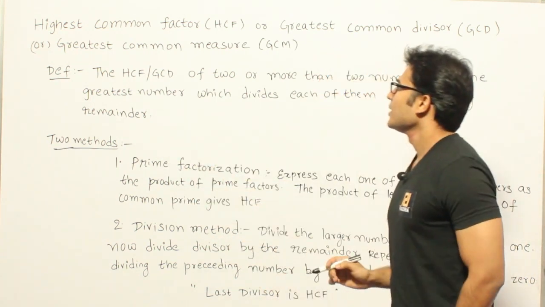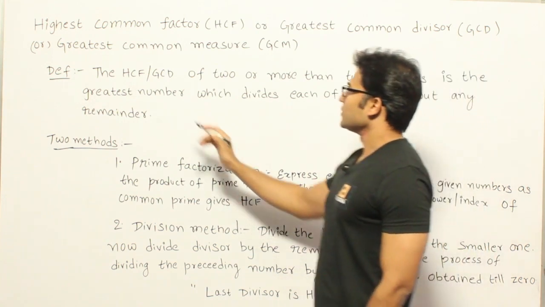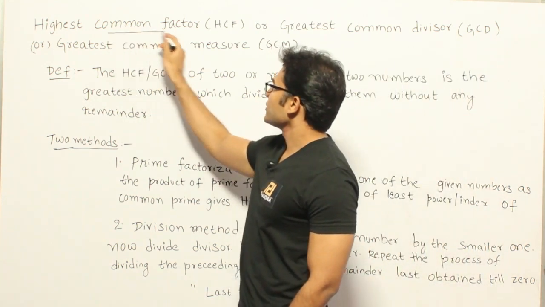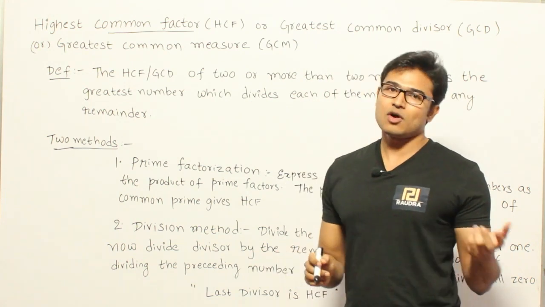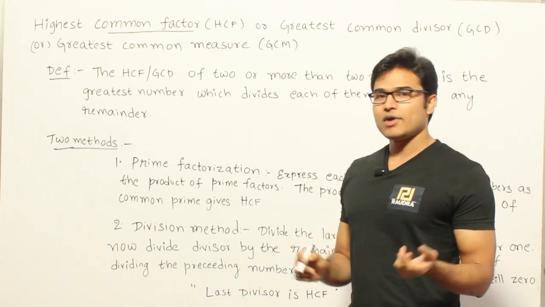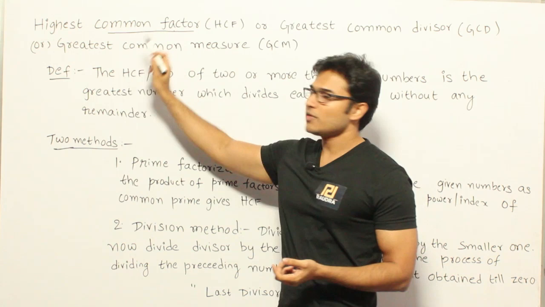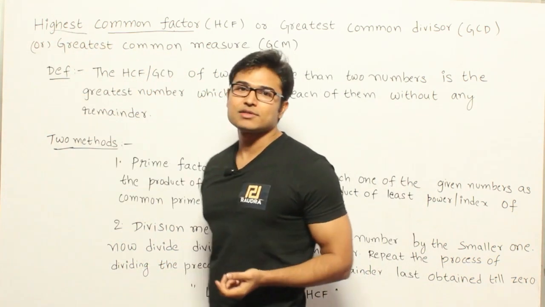So if you go by this name, common factor: if you have two or more numbers, you are supposed to find all the factors and then find the common factors. Now the highest among them is the highest common factor.